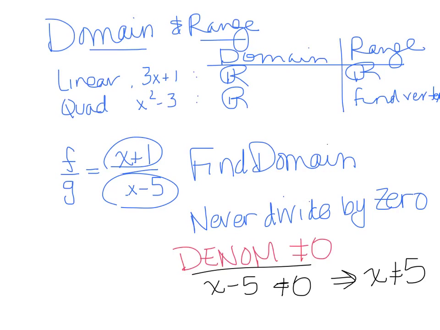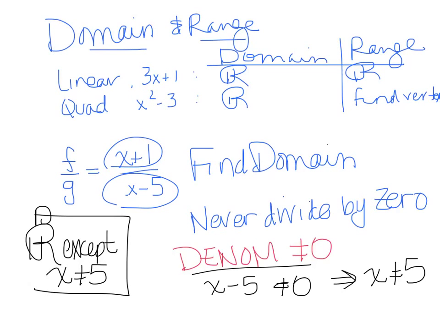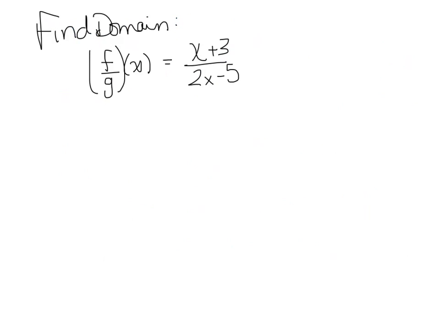So you have this domain where we thought it was all real numbers, and it still is all real numbers, except, you got to remember, x cannot equal 5. So that becomes your domain: all real numbers except that x cannot equal 5. Okay? Alright, so I want you to go ahead and try this one.